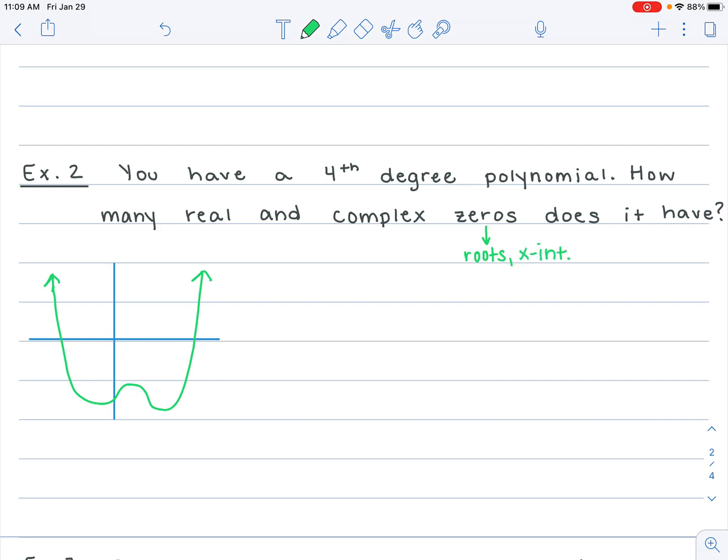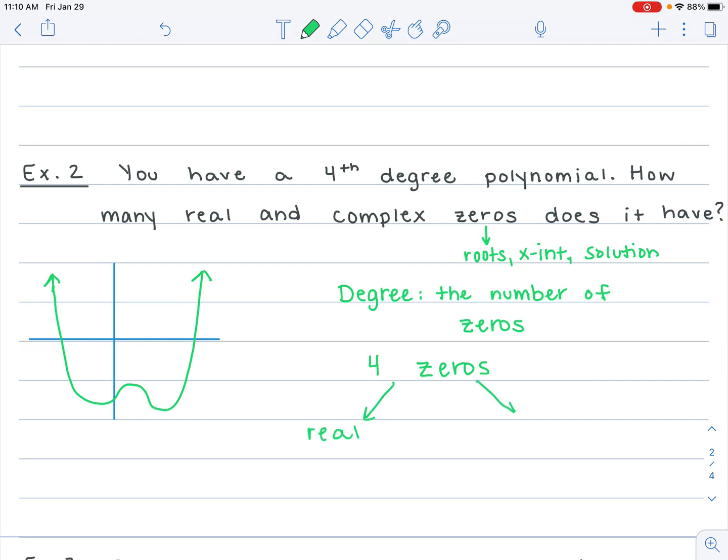Now remember, another word for zero is roots, x-intercepts, solutions, etc. We'll talk about zeros, looking for those solutions there. So 4th degree. Your degree tells you the number of zeros your function will have. So since this is a 4th degree, we're going to have 4 zeros in total.